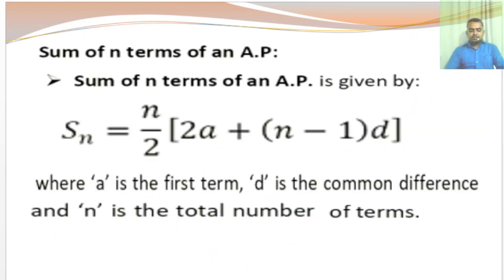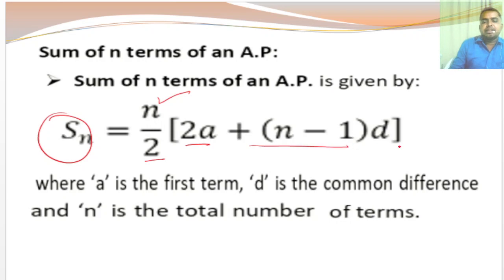Next, very important point, sum of n terms of an AP. Sum of n terms of an AP is denoted by Sn. Sn is equal to n by 2, 2a plus (n minus 1) into d.